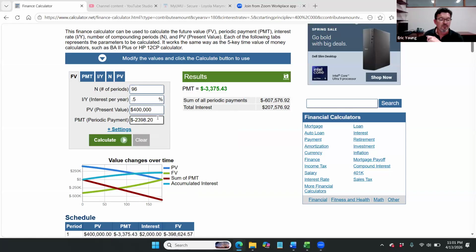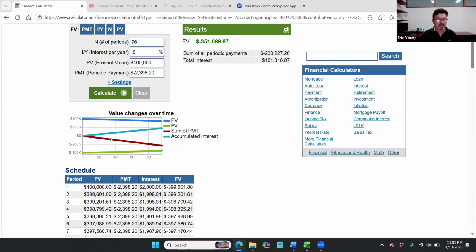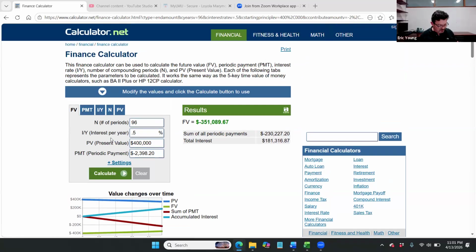So look what we have here. We're asking the software, hey, software, if I have a loan for $400,000 charging me 0.5% interest every month, and I'm paying 2,398.20 per month, after 96 months, how much will I still owe? Hit calculate, and the answer, 351,089.67.